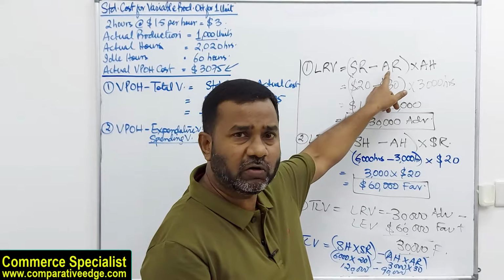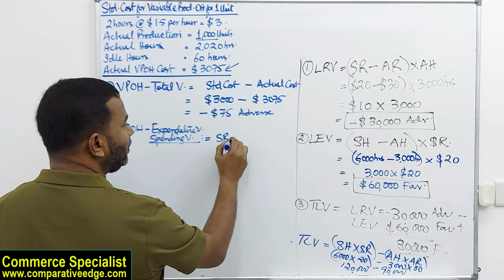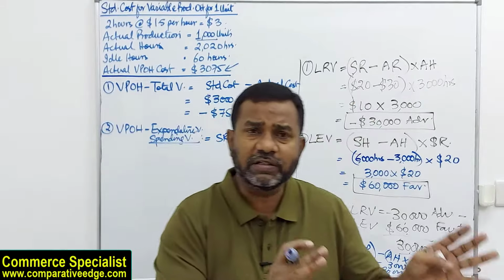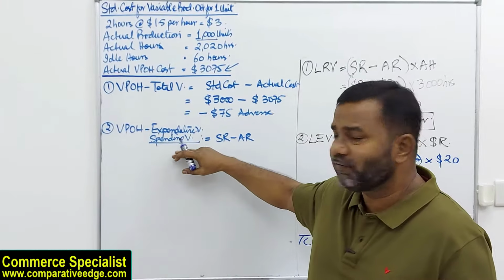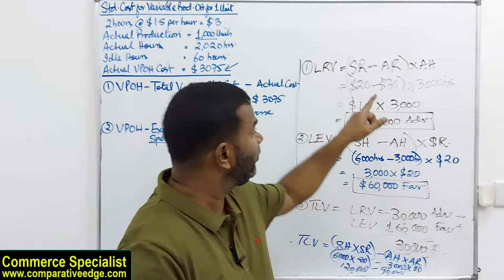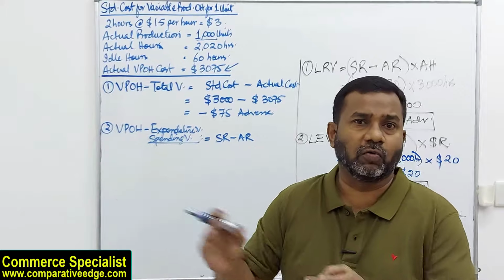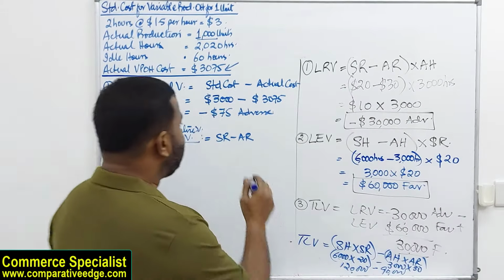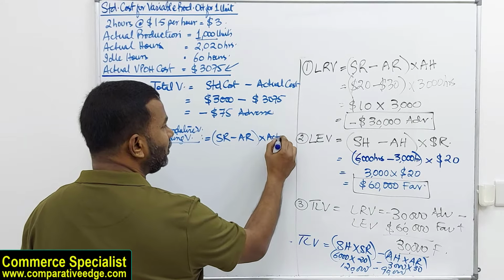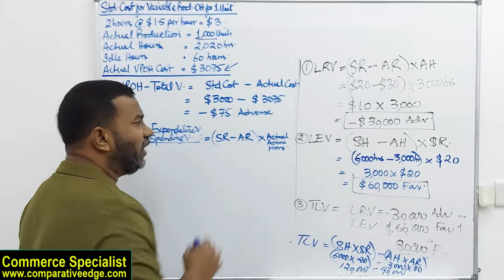Can you see standard rate minus actual rate? Here also I'm writing standard rate minus actual rate. So the labor rate variance and the variable production overhead expenditure variance or spending variance, whatever you call it, the formula is the same. The only difference is here we were talking about standard rate for labor hours. Here we are talking about standard rate for variable production overhead into actual active hours. Now, I'm going to explain what is the meaning of active hours.